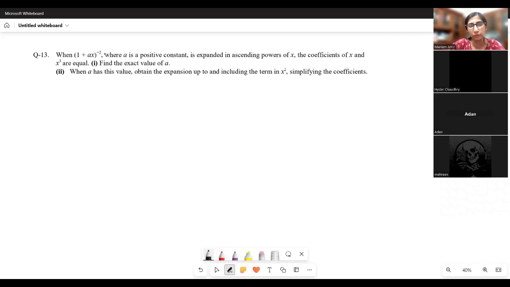When (1 + ax) to the power minus 2, where a is a positive constant, is expanded in ascending powers of x, the coefficients of x and x cube are equal. Find the value of a. So let's expand this, see what we get as the coefficient of x and as the coefficient of x cube. They both will be in terms of a. We'll equate the coefficients and that should give us the value of a. Okay. So part 1 of question 13. Thankfully, the first term is already 1.